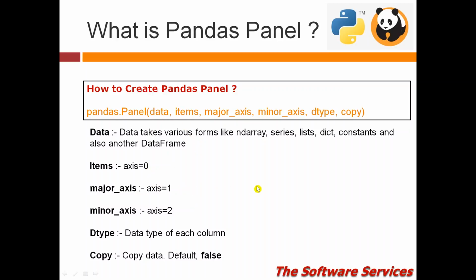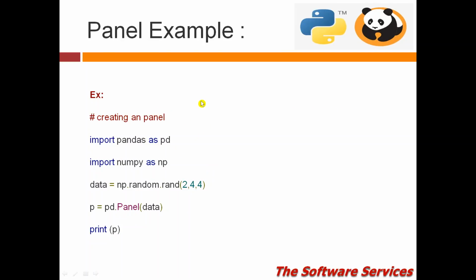Okay, let us see one example so that it will be understood, because it is not a single dimensional or two dimensional data structure, it's a three dimensional data structure. So the chances of getting confused are very high in understanding the pandas panel data type. So let us discuss one example so that it will be clear to you. A simple example I am giving. Let's take some random numbers here.